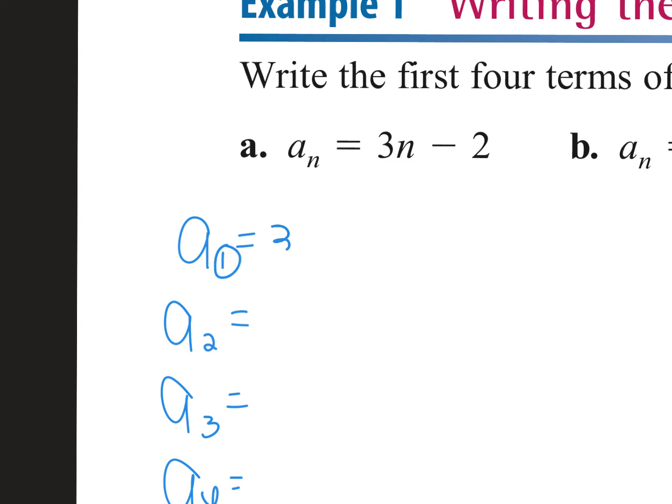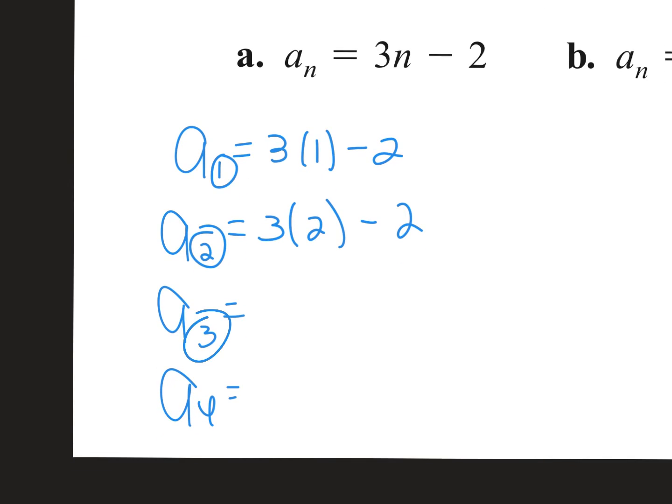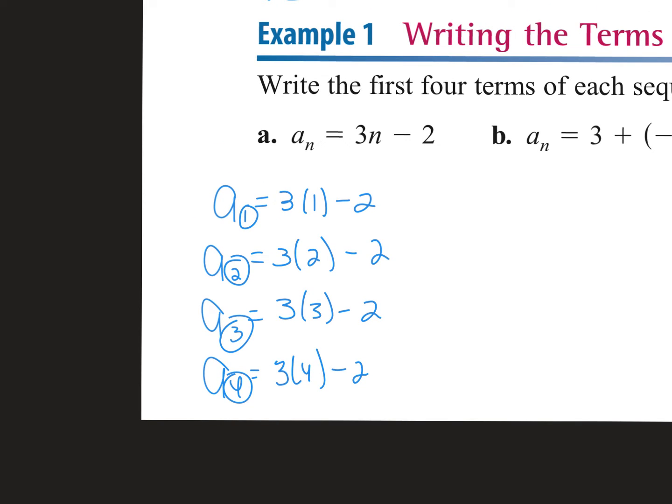So this would be 3 times 1 minus 2. Here, this is my n that I'm plugging in. The second term is 3 times 2 minus 2. Your third term is 3 times 3 minus 2. And your fourth term is 3 times 4 minus 2. That's you showing me you understand how to find the first 4 terms. And then you evaluate that.